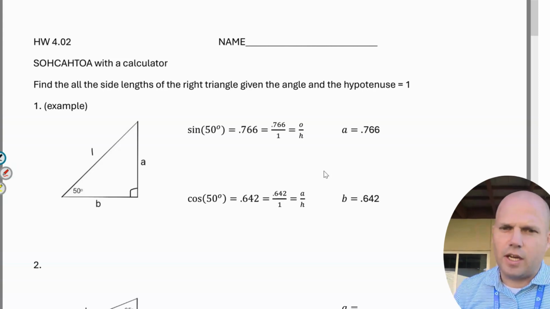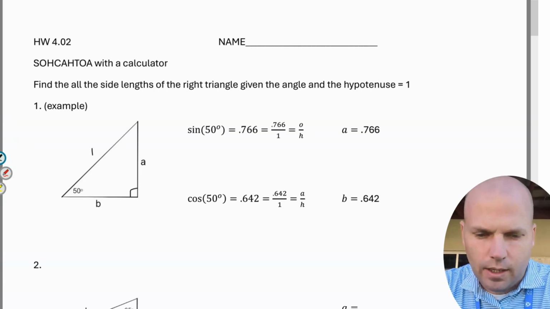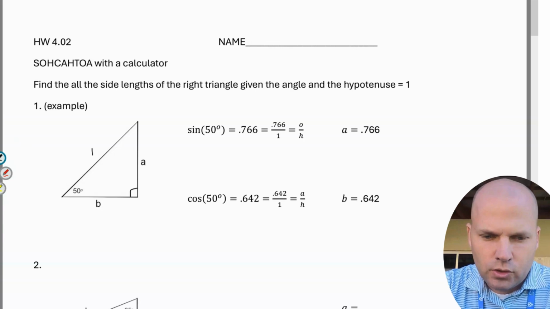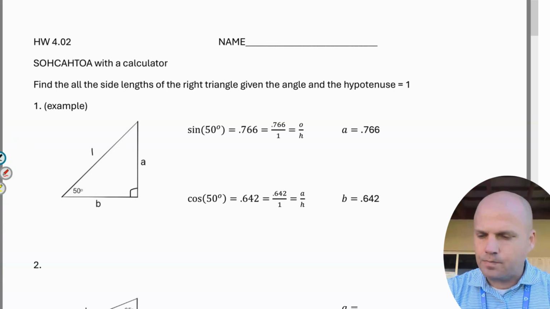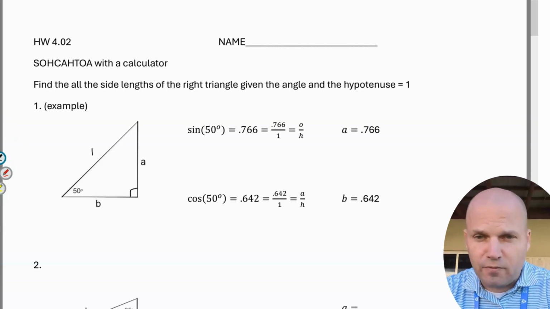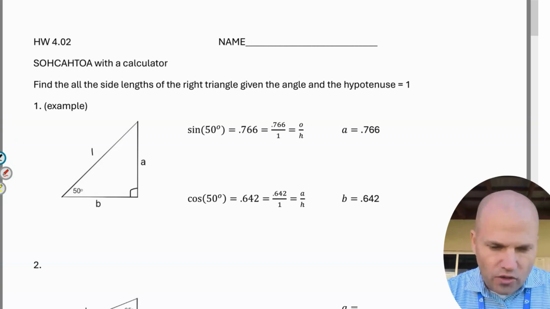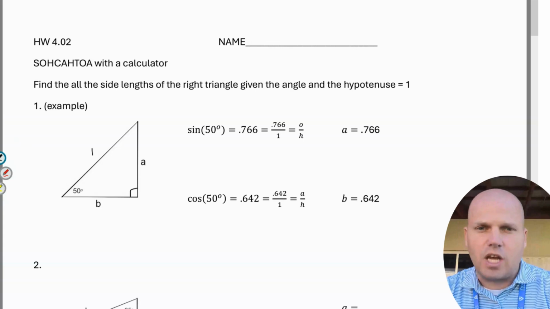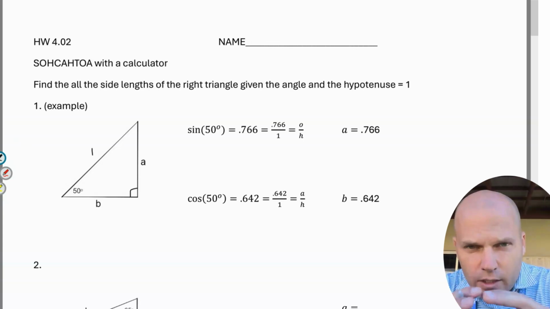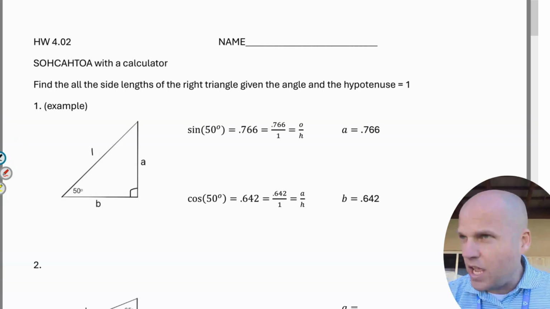What up, geometry students? We are going to do SOHCAHTOA with a calculator. Right triangles are so important to mathematics, to so many different fields, that we need to know side lengths of all different types of right triangles. So they were studied, the ratios within certain triangles were produced, tables were put out, or things were programmed into calculators.